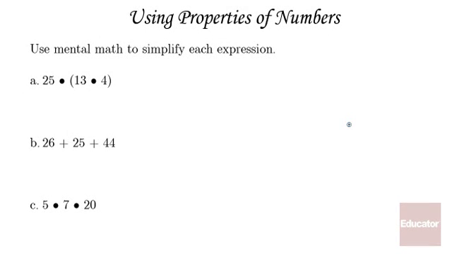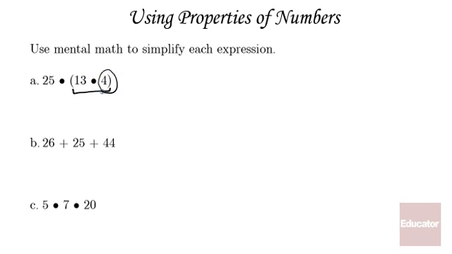Use mental math to simplify each expression. All right, so here's where the properties are going to come into play. Notice that usually, according to order of operations, we would think that we would want to do the 13 times 4 first because that's inside the grouping symbol. However, what we've learned from the properties is that the order can switch.